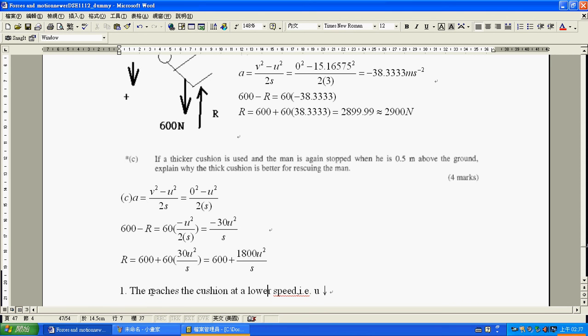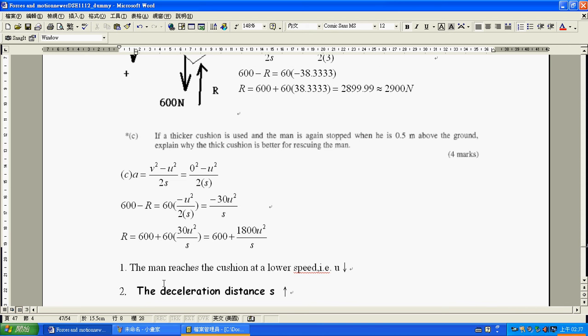Now, using a thicker cushion, we will find that the man reaches the cushion at a lower speed, because the distance he falls before reaching the cushion becomes smaller. And the second is that the deceleration distance or displacement increases, because the cushion is now higher than 3.5 meters, but the man comes to rest still at 0.5 meters.